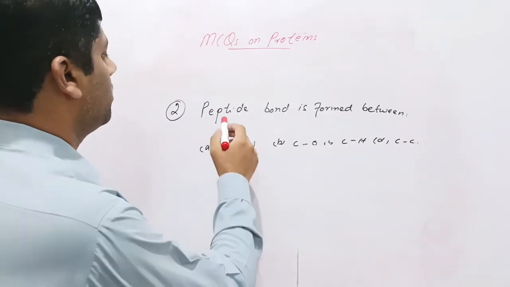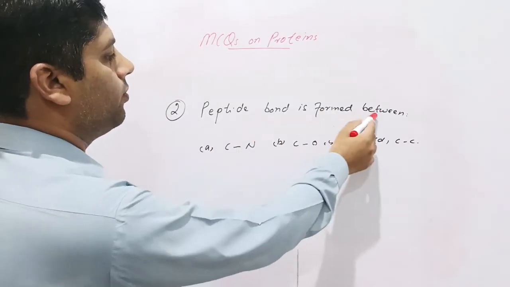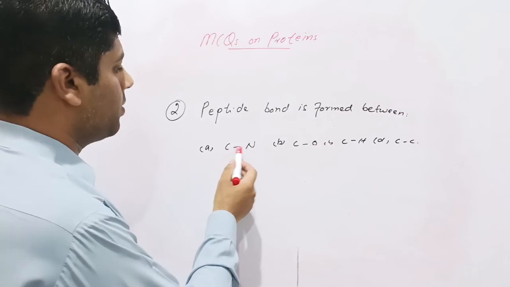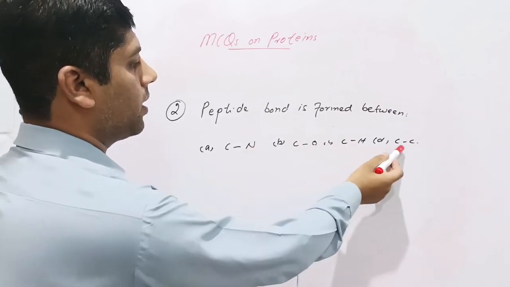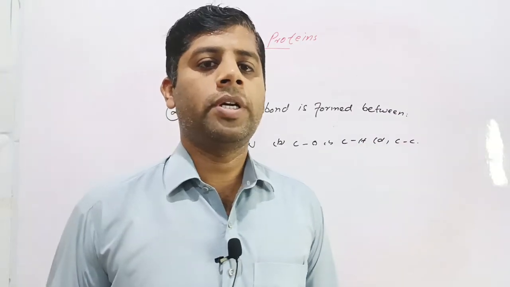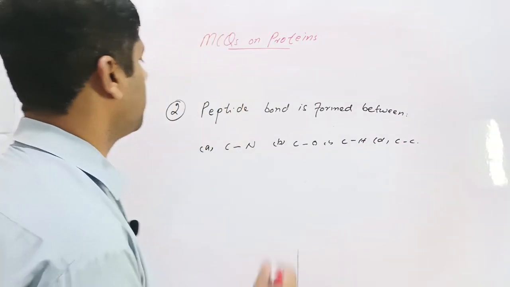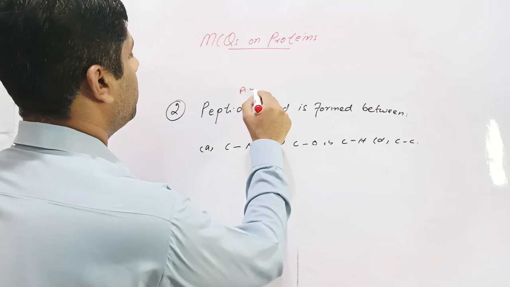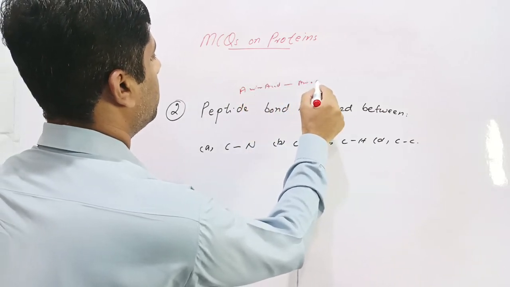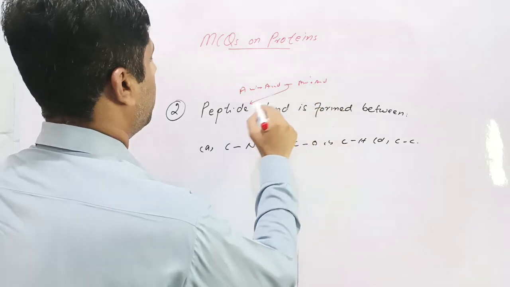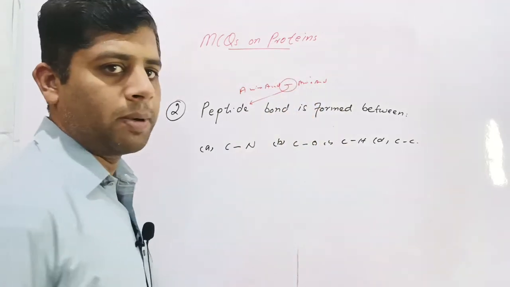Second question: a peptide bond is found between. Given options are carbon to nitrogen, carbon to oxygen, carbon to hydrogen or carbon to carbon. We know that a peptide bond is found between the amino acids in the proteins. One amino acid is bonded to the other amino acid by a peptide bond. So this bond is basically the peptide bond.